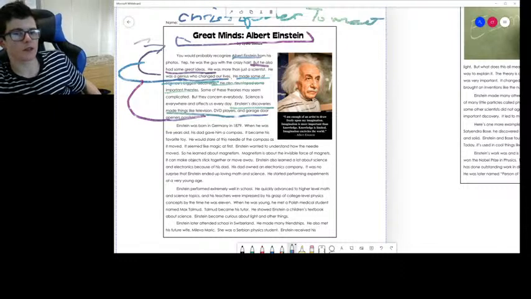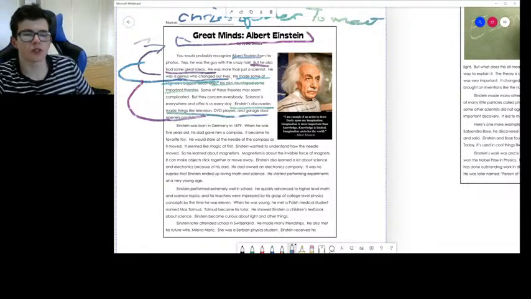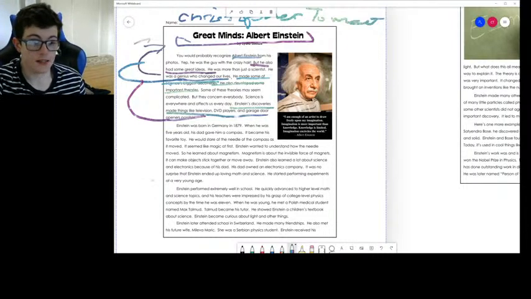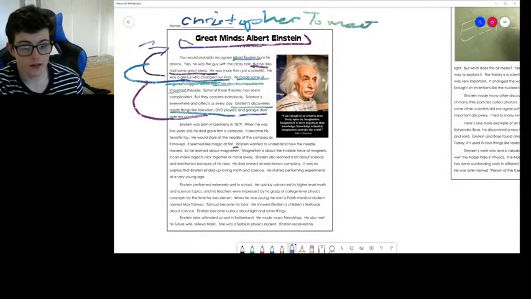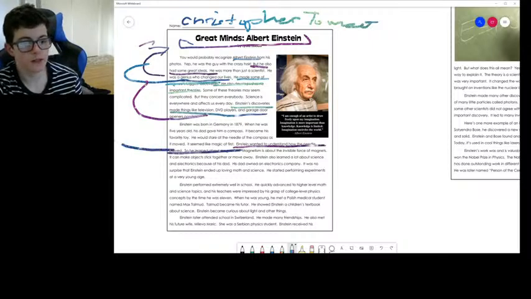He would stare at the needle of the compass as it moved. No need to underline that. It seemed like magic at first. No need to underline that either. But we do need to underline Einstein wanted to understand how the needle moved, so he learned about magnetism. This needs to be underlined because it showed he had the intellectual curiosity to seek out things and ask questions about things that bothered him. So that does, in fact, point back.